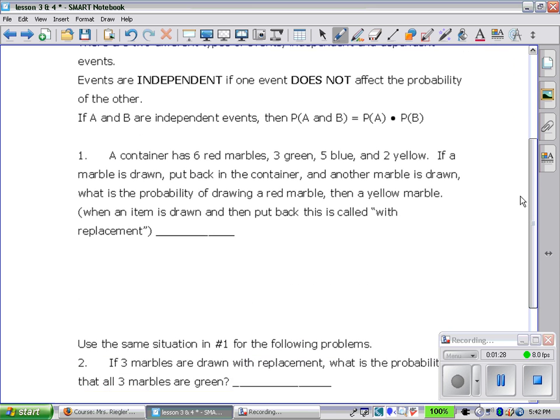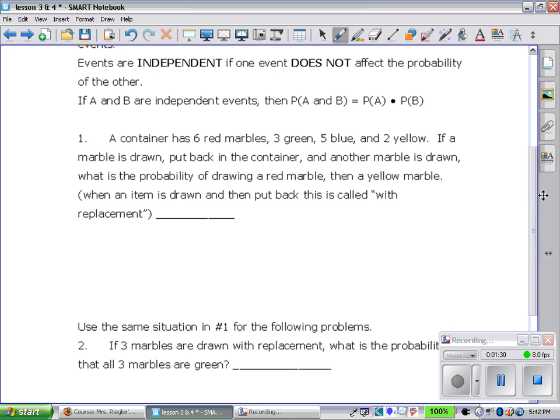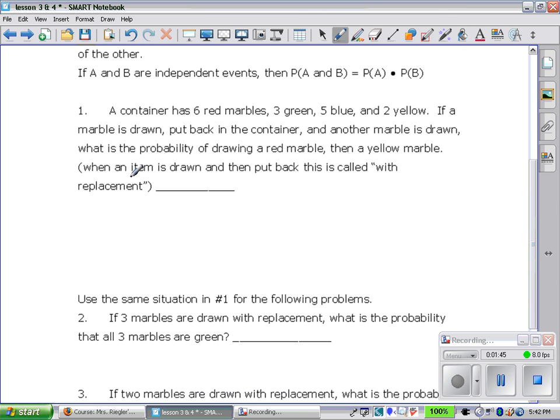The container has 6 red marbles, 3 green, 5 blue, and 2 yellow. If a marble is drawn, put back in the container, and then another marble is drawn, what's the probability of drawing a red marble and then a yellow marble? And this brings up a phrase that you'll need to be familiar with. When an item is drawn and then put back, this is called with replacement. So that means you've drawn it, you replace whatever that is, and then you draw again. So everything is intact.